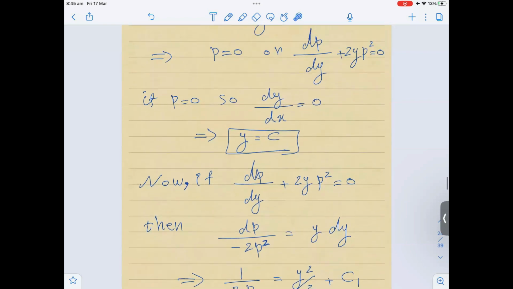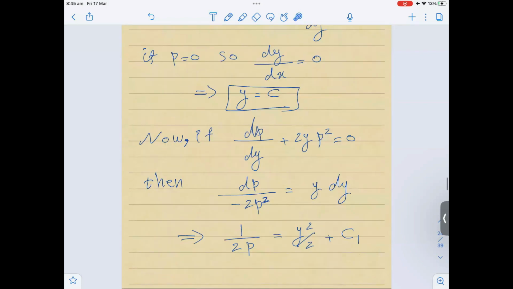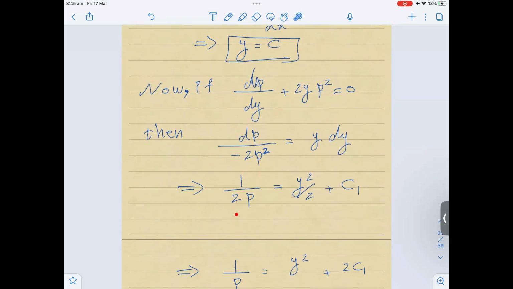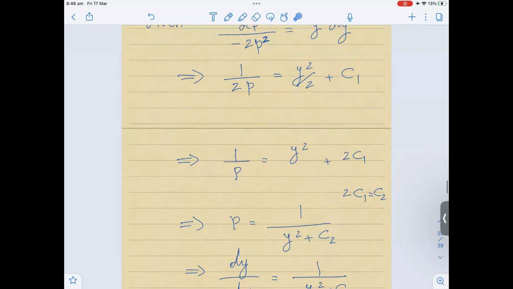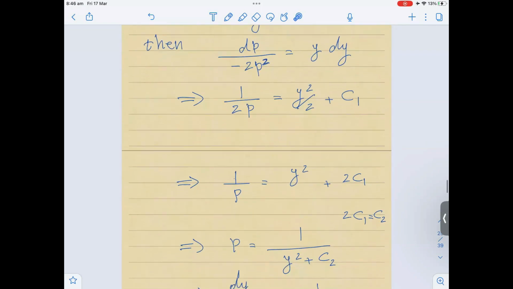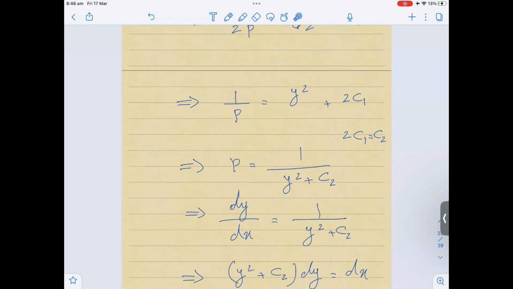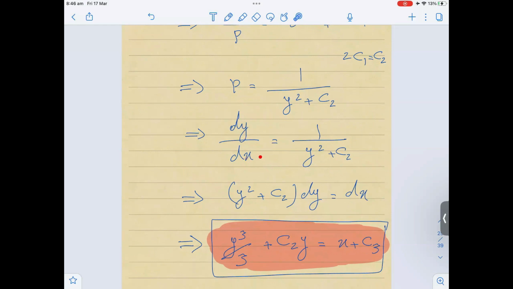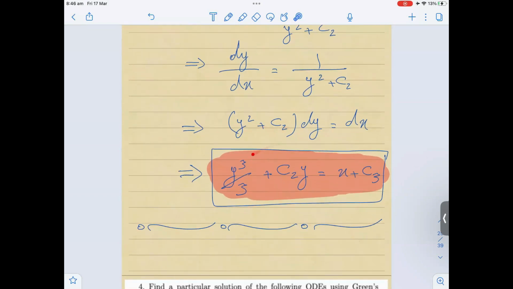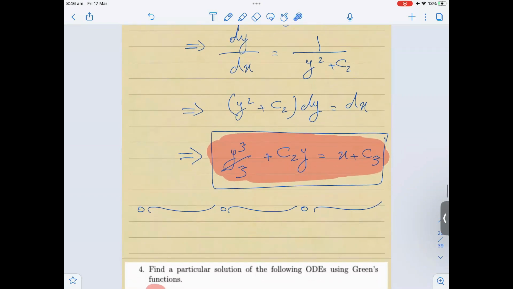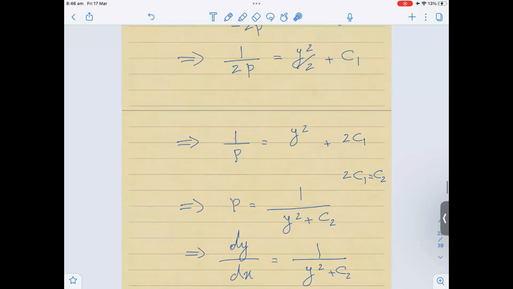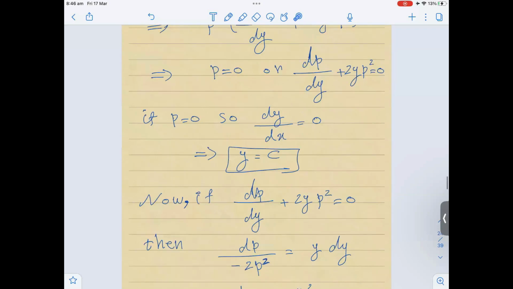So dp over dy plus 2yp squared, it's again separable, okay? And so separable, too easy. So this guy C1, then 2C1 I will call C2. I have written it here, and again, the integration is easy. The rest is easy. Just don't miss this part.